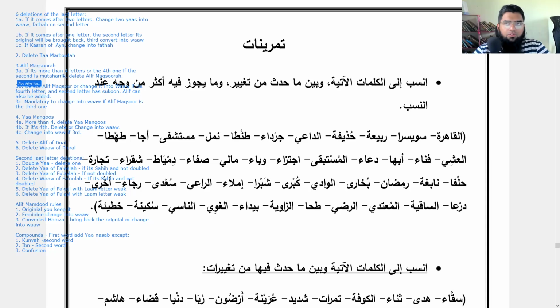Abha is a place, so fourth, like Tanta. So Abhi or Abhawi. Dua. Dua is converted, so Duawi, something relating to calling. Converted hamza here is the rule. Alif Mamdud rules 1, 2, 3. Either change it to Duawi or keep the original, that is Duai. Original means keep the original hamza.